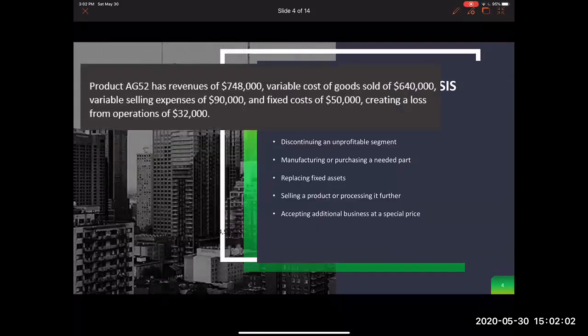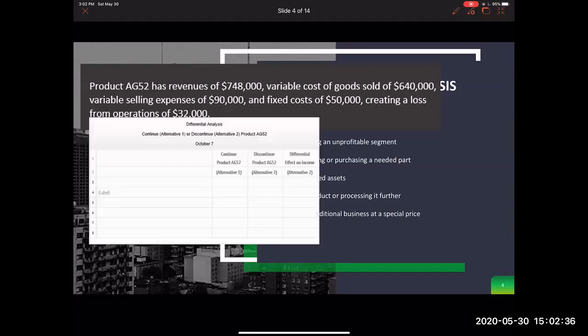All right, so here's our independent example of trying to decide if we should discontinue an unprofitable segment. We have this product, AG52, with revenue of $748,000, variable cost of goods sold of $640,000, variable selling expenses of $90,000, and fixed costs of $50,000, creating a loss from operations of $32,000. We're trying to decide if we should discontinue the production of AG52, or if it would make more sense to continue and take a smaller loss, okay?